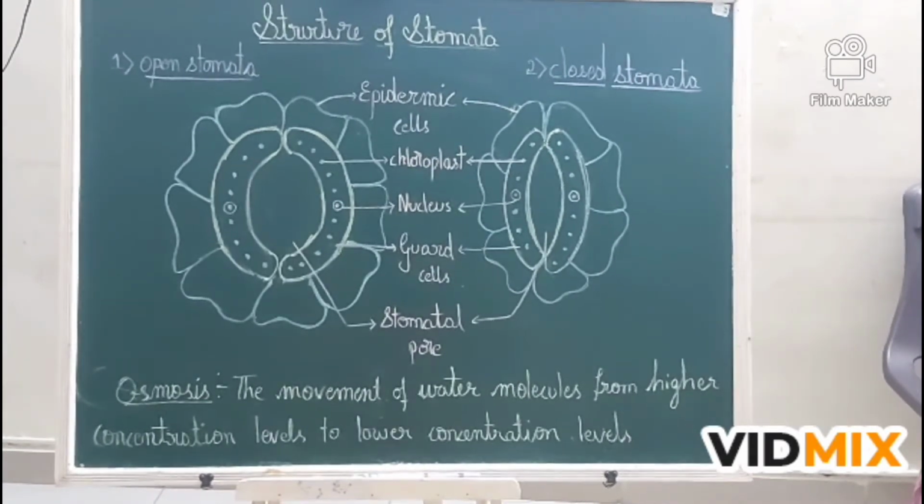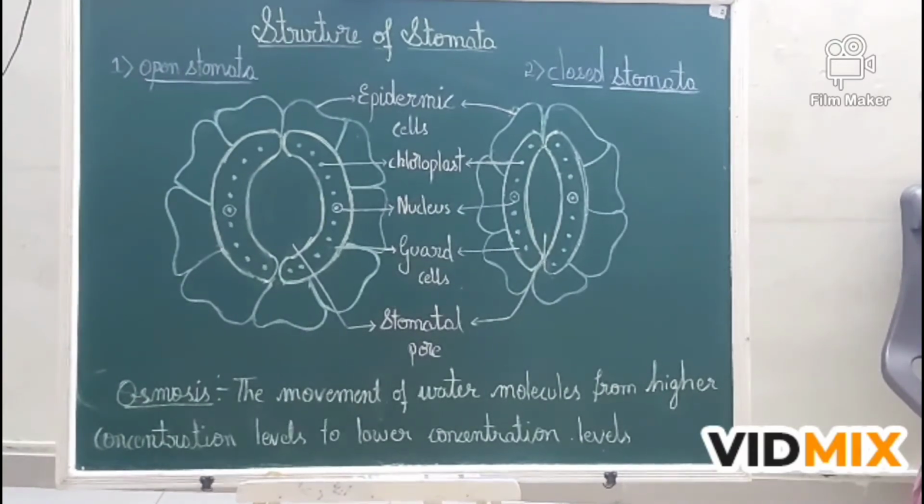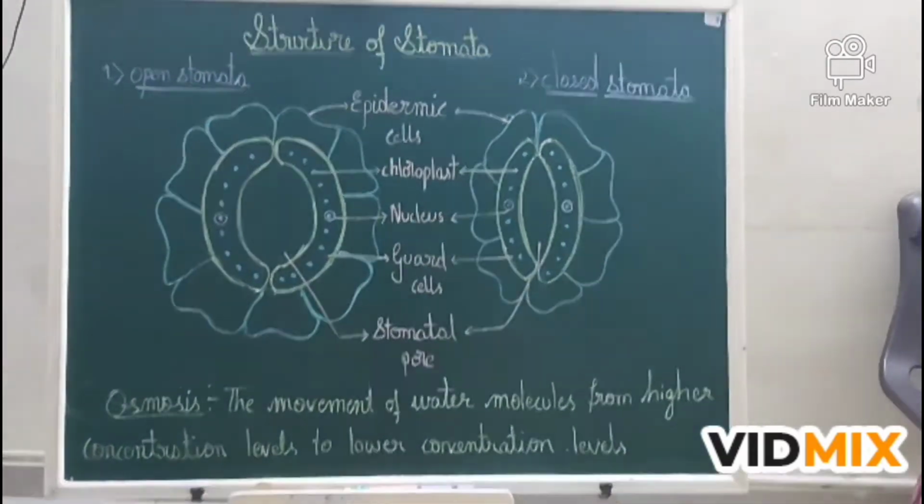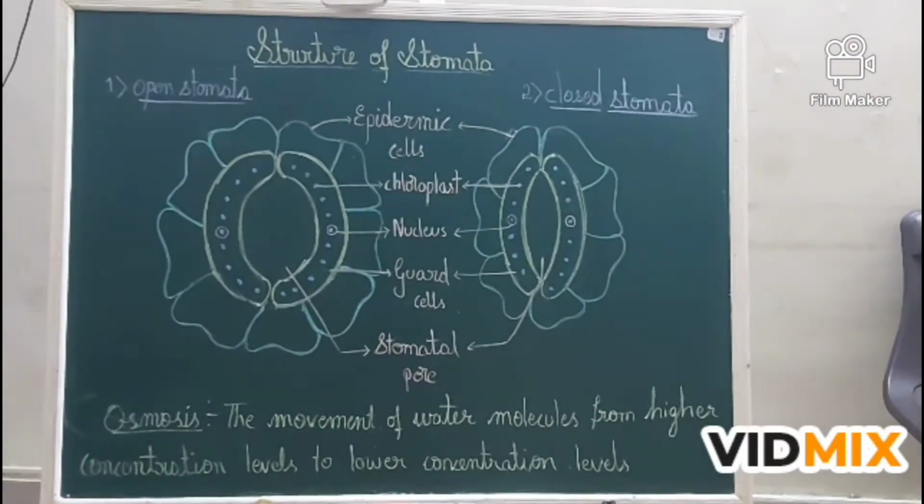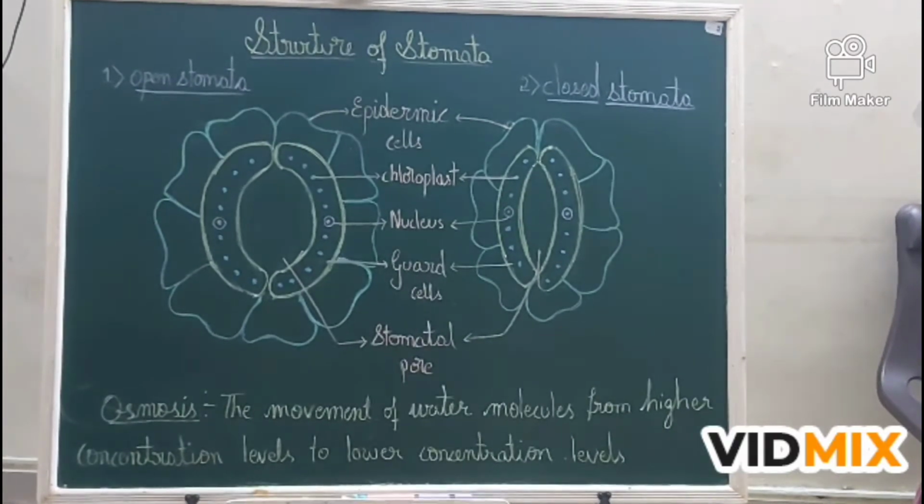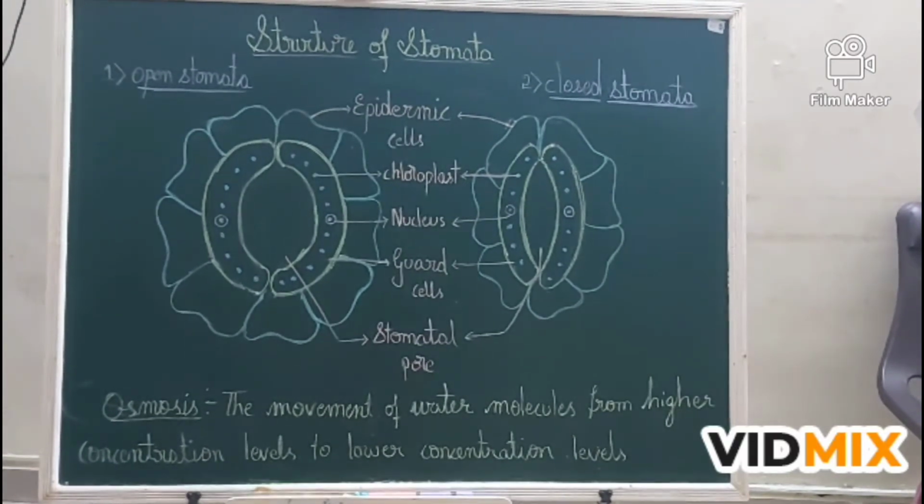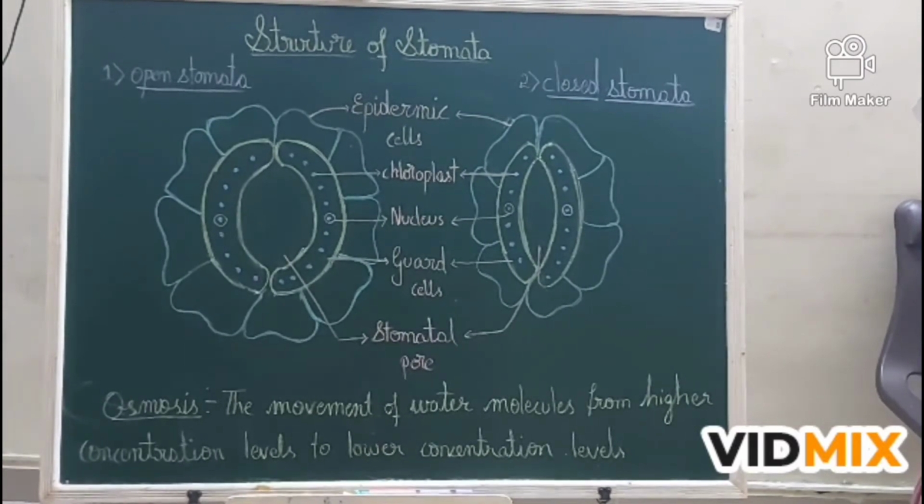The massive amounts of gaseous exchange take place in the leaves through these stomatal pores for the purpose of photosynthesis. The opening and closing of stomatal pores is the function of guard cells. The guard cells swell when water flows into them, causing the stomatal pore to open. Similarly, the pores close if guard cells shrink.